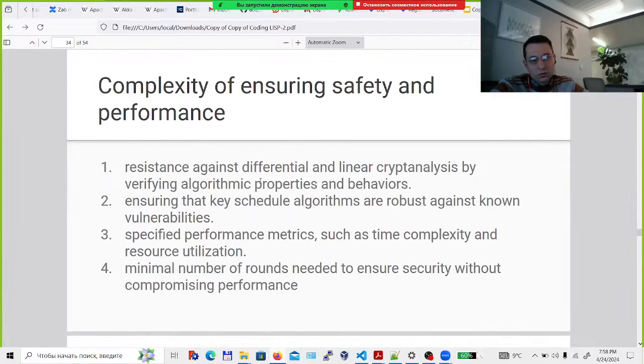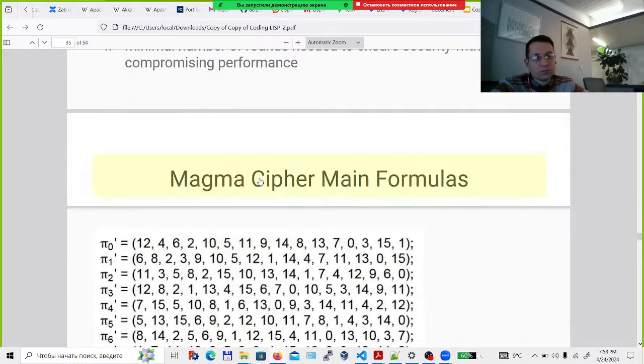So the real issue is ensuring safety and performance: resistance against differential and linear cryptanalysis by verifying algorithm properties and behaviors, ensuring that key schedule algorithms are robust against known vulnerabilities. We have to specify performance metrics, for example using clock cycles, such as time complexity and resource utilization. Minimal number of rounds needed to ensure security without compromising performance.